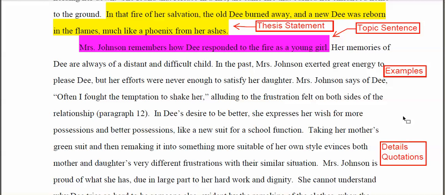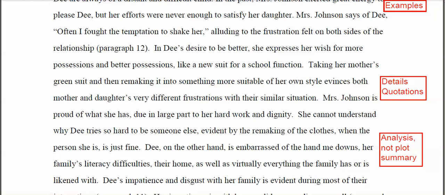"Mrs. Johnson says of Dee, quote, 'often I fought the temptation to shake her,' alluding to the frustration felt on both sides of the relationship. In Dee's desire to be better, she expresses her wish for more possessions and better possessions, like a new suit for a school function. Taking her mother's green suit and then remaking it into something more suitable of her own style evinces both mother and daughter's very difficult frustrations with their similar situation.